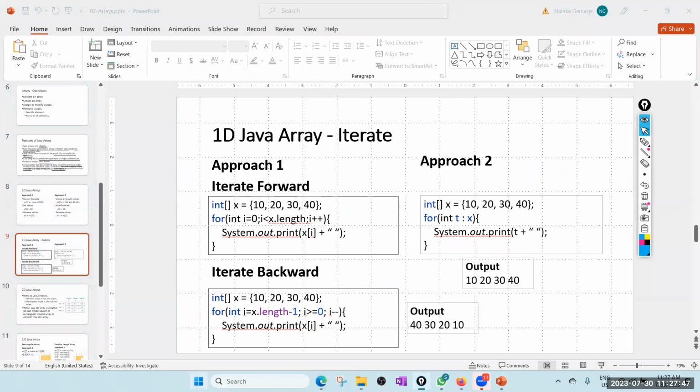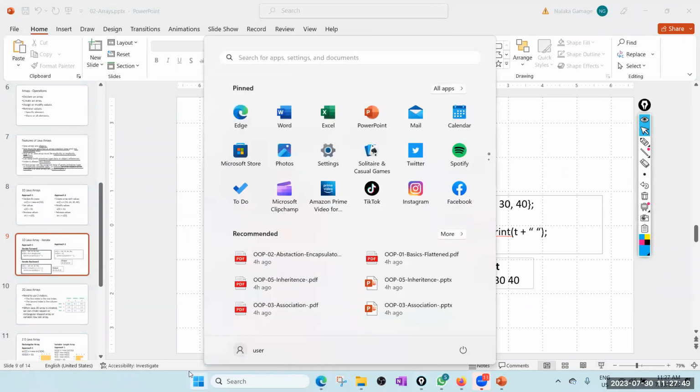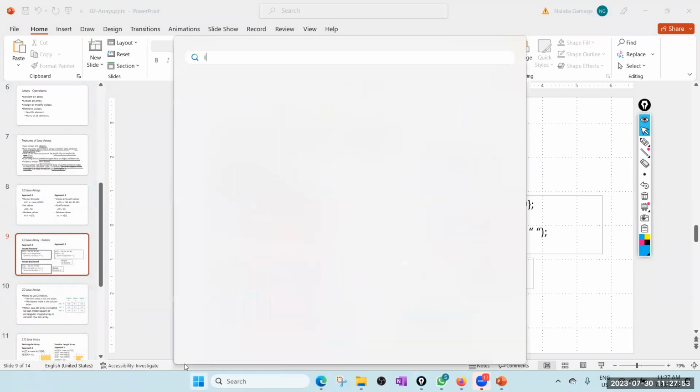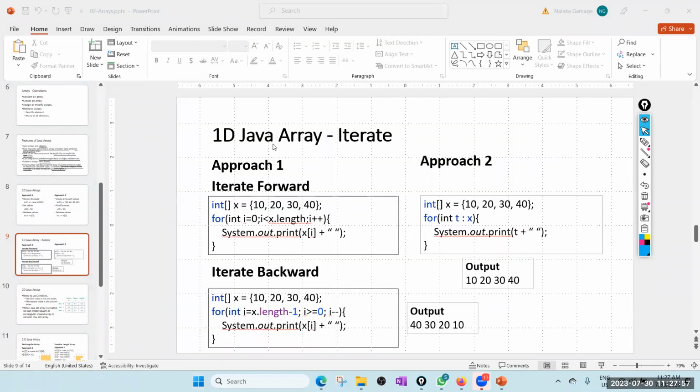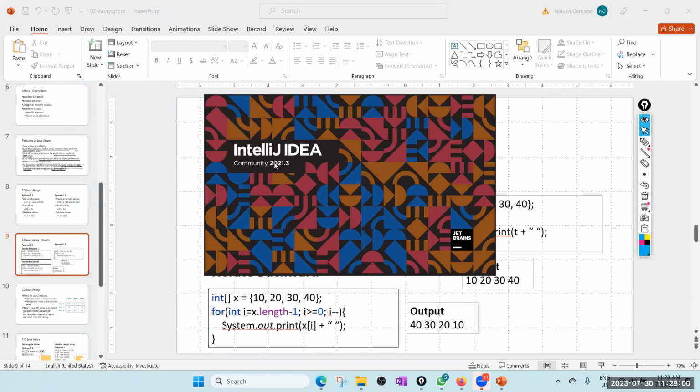So I will be using IntelliJ. You can use whatever your favorite Java editor. Okay, I will be using IntelliJ free version, community edition. But if you are familiar with Eclipse or whatever, of course you can use.